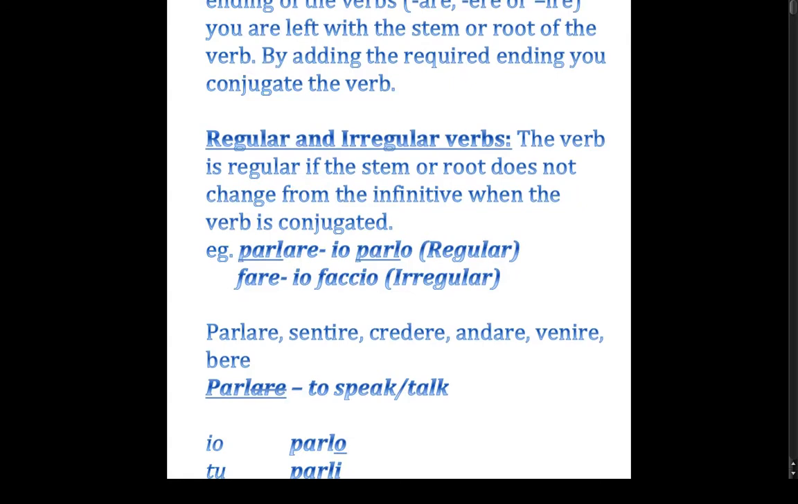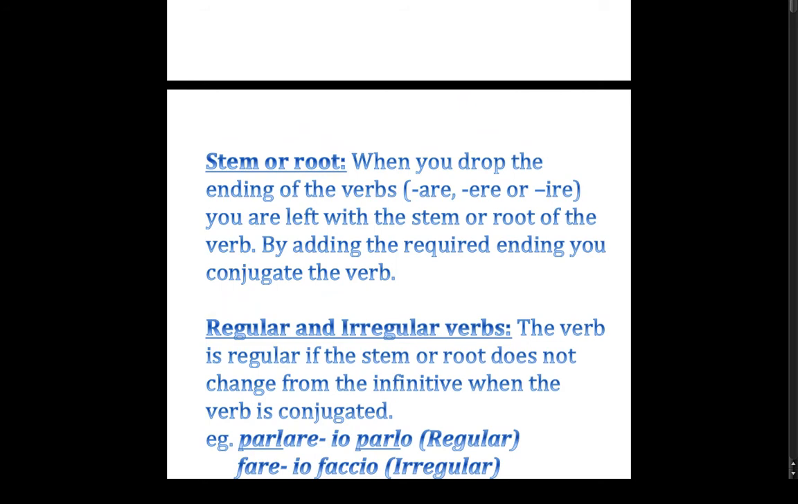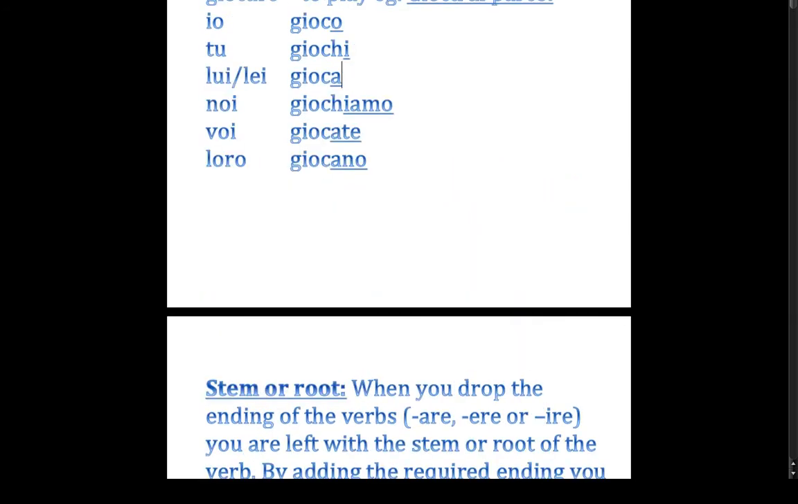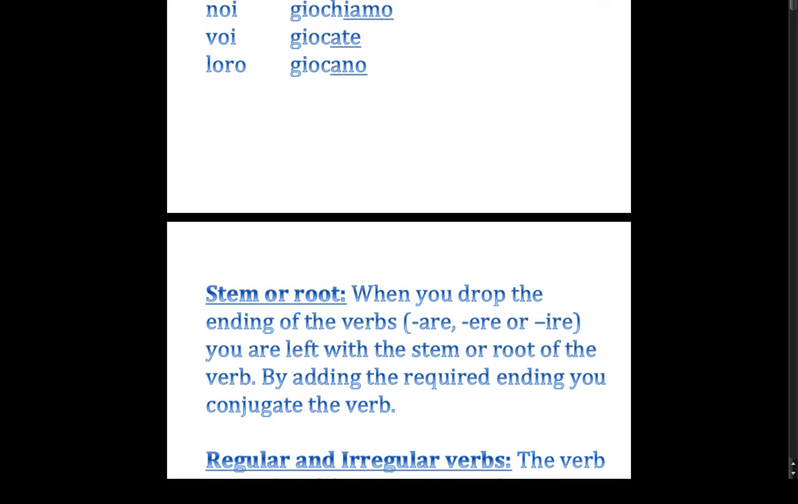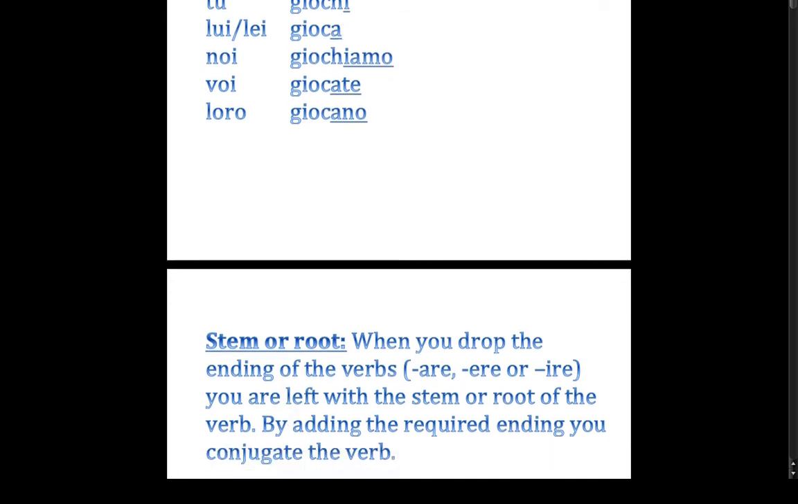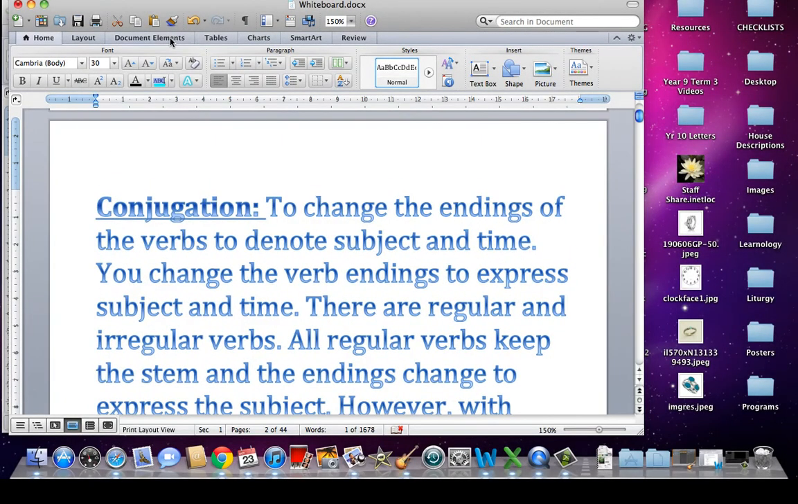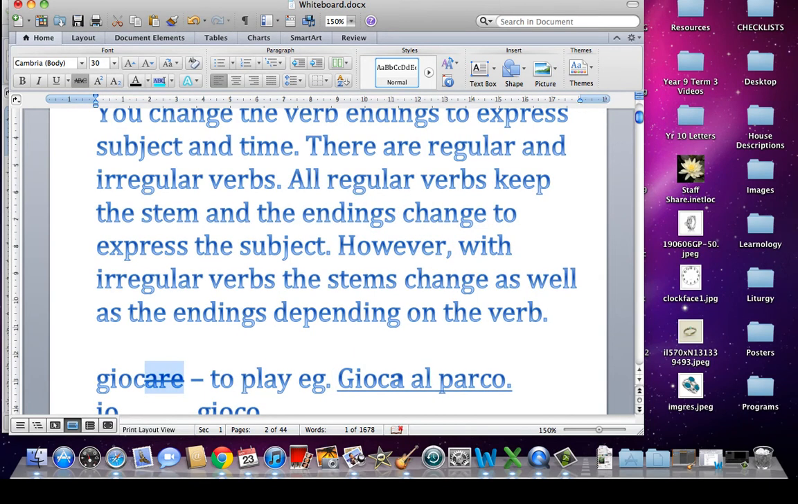Before we move on to regular and irregular verbs, I just want to explain what the stem or the root is of a verb. So when you drop the ending of the verbs, ARE, ERE, or IRE, you are left with the stem or the root of the verb. By adding the required ending, you conjugate the verb. So you can see up here, we have giocare, your ending is ARE. When you take off ARE from the verb, you're left with the stem.